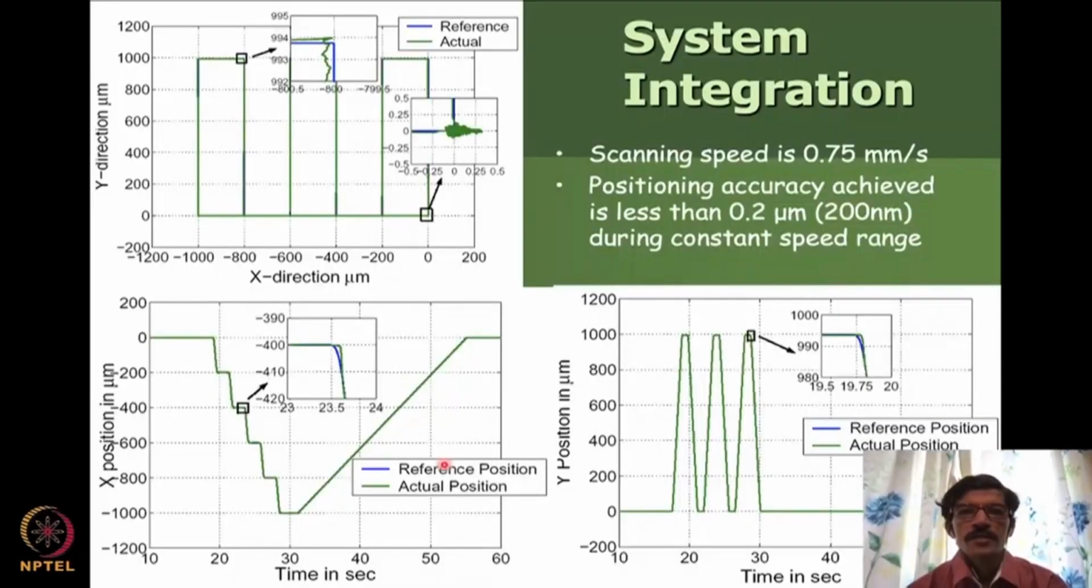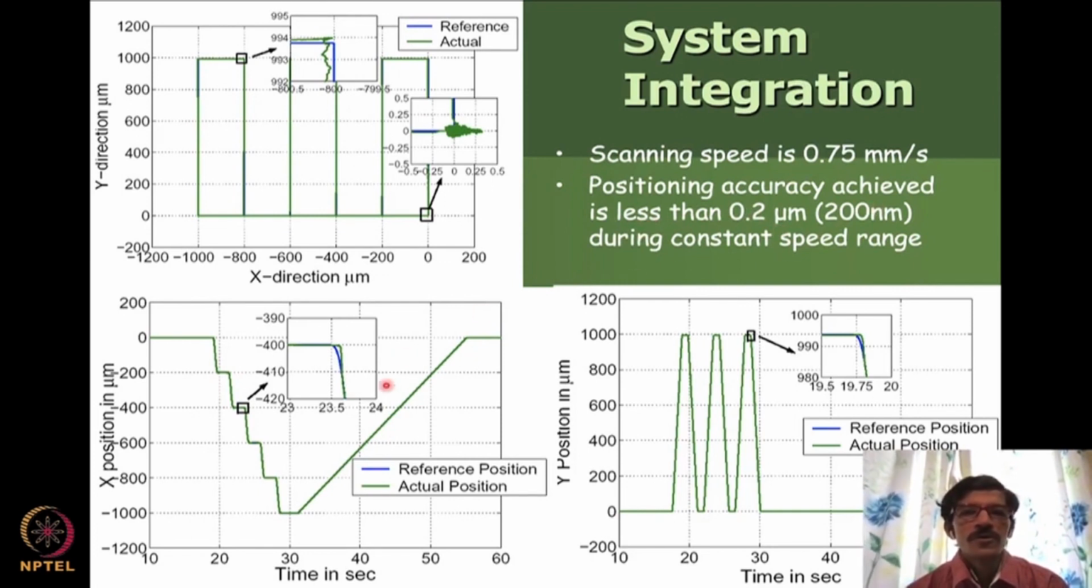Then we test the XY stages at different scanning speeds, and here the scanning speed is about 0.8 mm per second. We have now gone to stages running at 15 mm per second or 10 mm per second, and currently we are building resonant scanning stages which go to speeds as high as 300 mm per second, while keeping the same accuracy. You see that the position accuracy achieved here is about 200 nanometers.